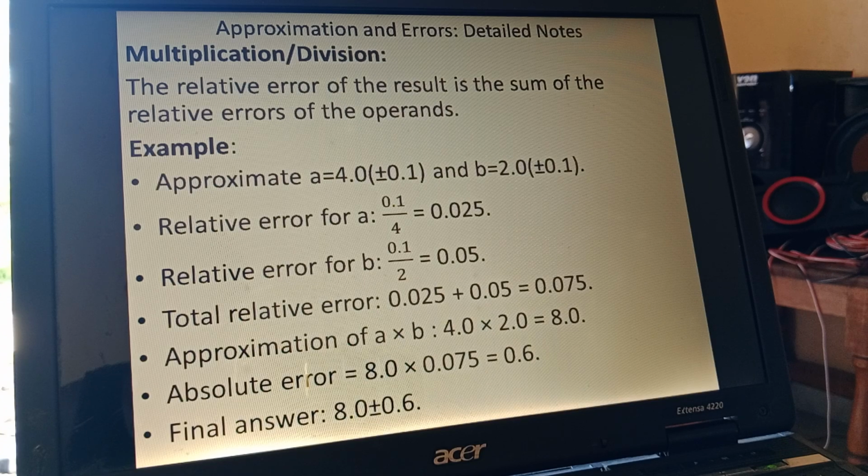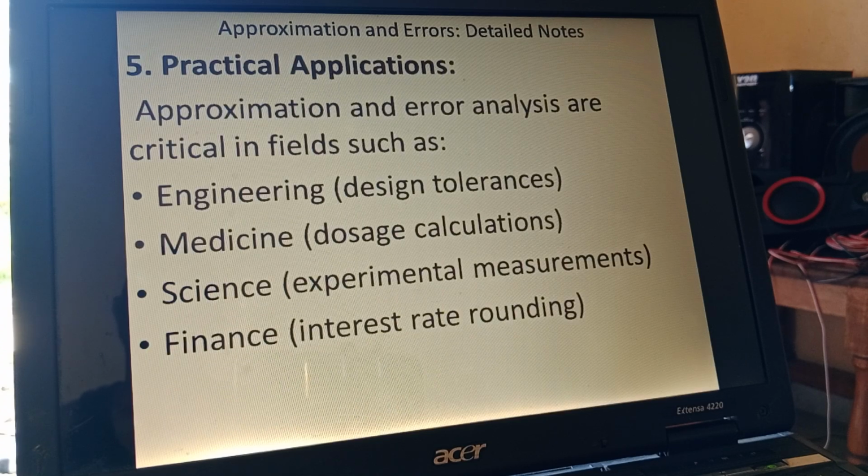Approximation of A times B is 4.0 times 2.0, which is 8.0. Absolute error will be 8.0 times 0.075, which is 0.6. Final answer, 8.0 plus or minus 0.6. Practical applications. Approximation and error analysis are critical in fields such as engineering, medicine, science, and finance.